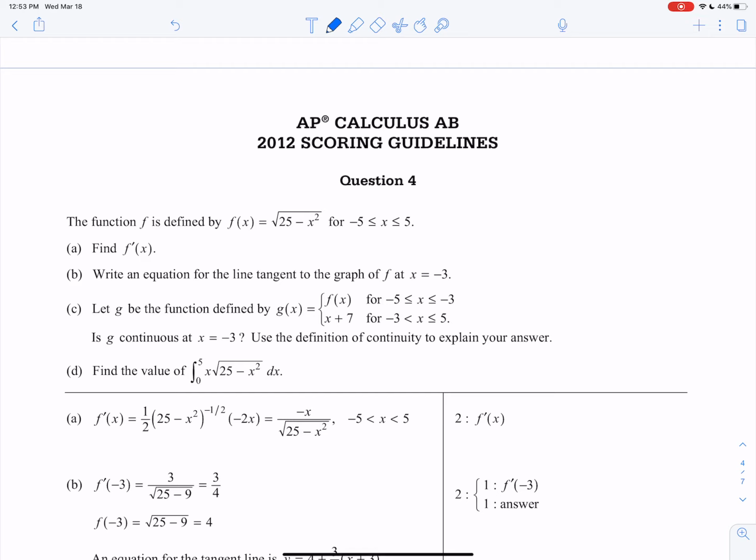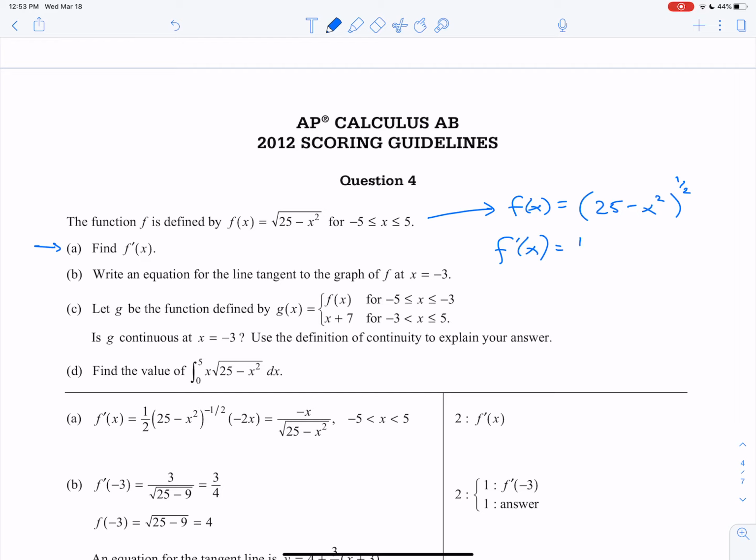So here we go. They introduce a function f, which is the square root of 25 minus x squared. And then they ask you to find the derivative. Find f prime of x, okay? So here we go. F of x, I would originally rewrite it so that the square root looks like a 1/2 power, okay? So how do I find the derivative? There is a function inside of my square root function. So this is going to involve, right, the chain rule.